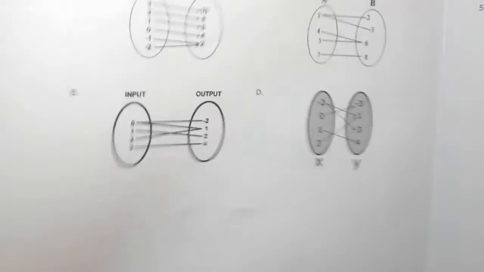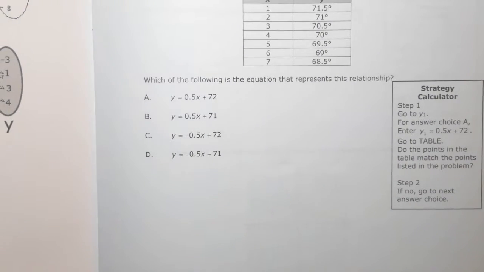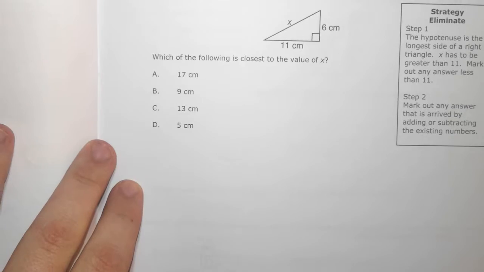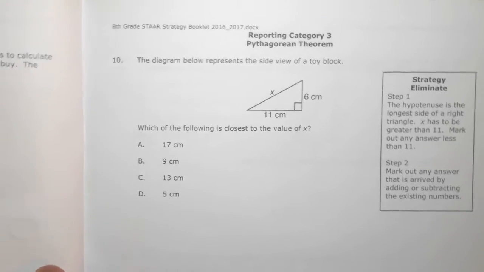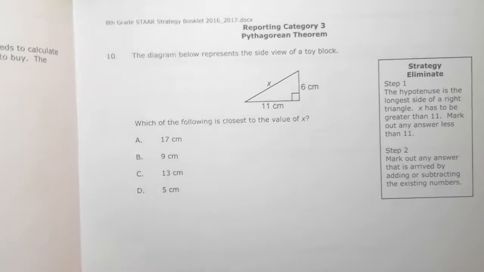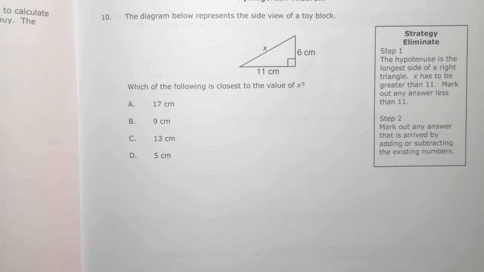Okay, 4E, you can do that mapping on your own. All right, and now we're going to move on to Pythagorean theorem. So we're going to skip to number 10. Number 10, the diagram below represents the side view of a toy block.